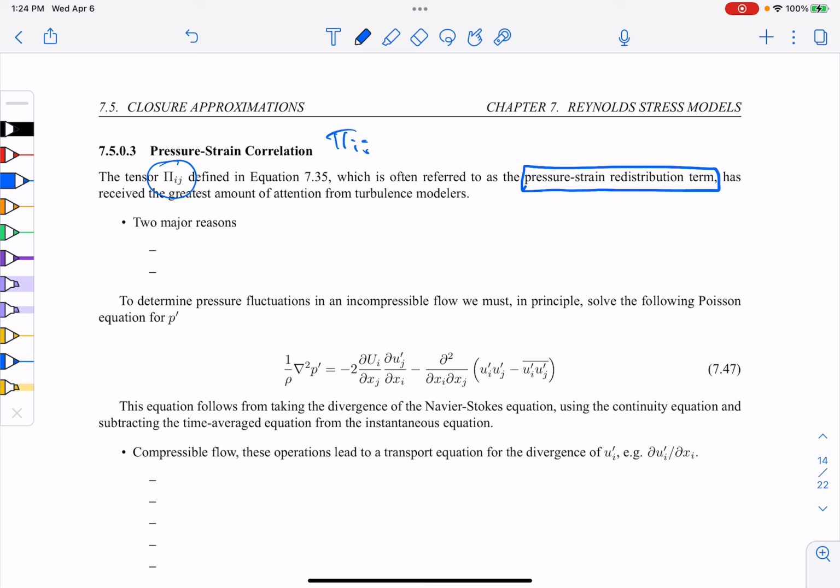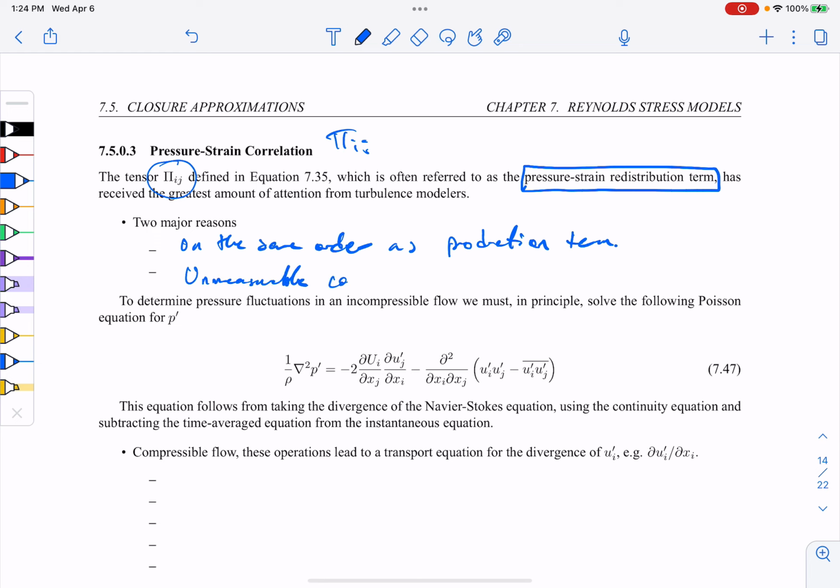And one reason it's most difficult to model, and also for its importance, is it's on the same order as the production term in the equation, and so it must be important. And secondly, it involves essentially unmeasurable correlations. Maybe they've just never been measured by an excellent experimentalist. For the experimental people watching this lecture, this is a great challenge for you to go and try and measure these in practical turbulent flows, or even simple ones like grid turbulence.